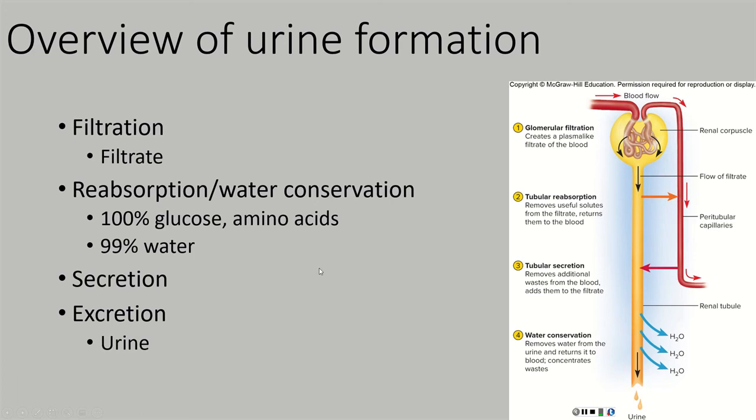And what kind of things are we reabsorbing? Well, 100% of the glucose that is filtered is reabsorbed. 100% of the amino acids that are filtered are reabsorbed. 100% of most vitamins that are filtered are reabsorbed. And 99% of the water that was filtered is reabsorbed. So really, practically everything that was filtered is ultimately placed right back into the blood because our body still needs it.